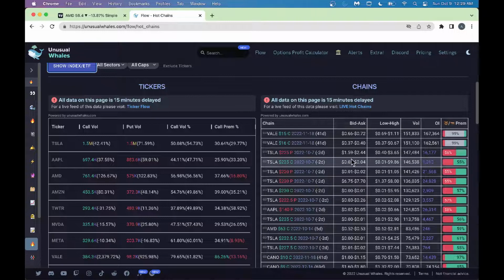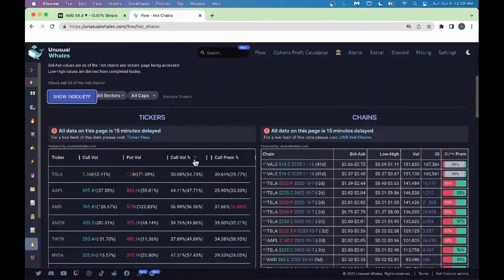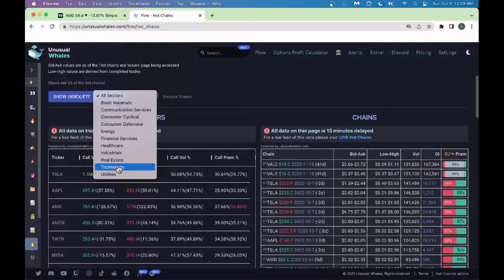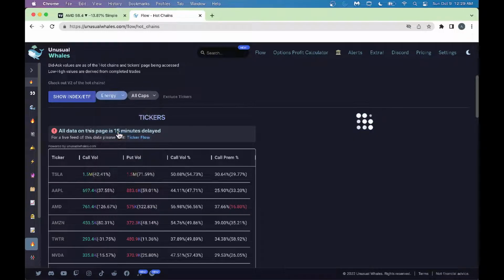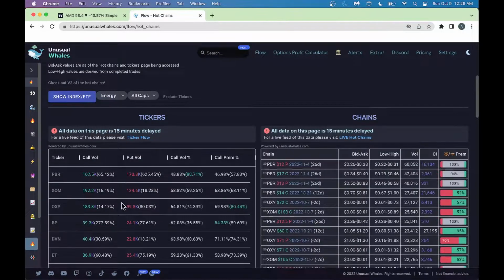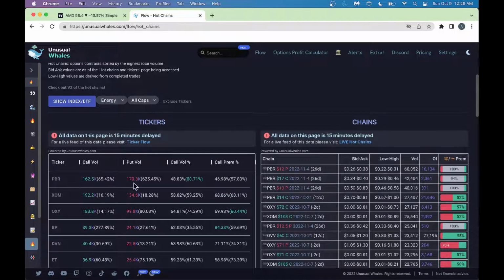What you can also do is, for example, you don't want to look at all the sectors here. You want to look at one sector. You could just click on technology as an example, or you're an energy guy. You can click on energy, and now you'll get all the energy stocks here. You can see put volume, call volume, put premium. You can look at the call premium and so on and so forth here. A very good information here.